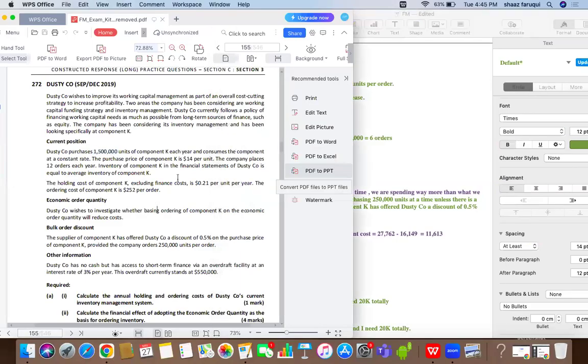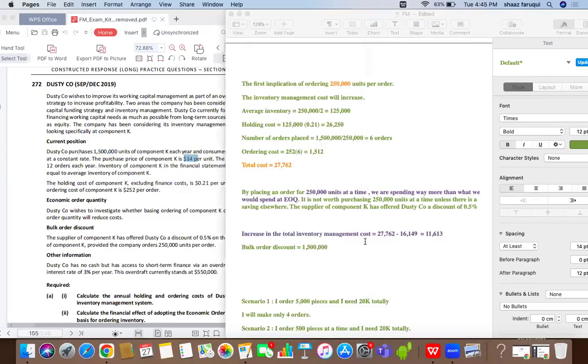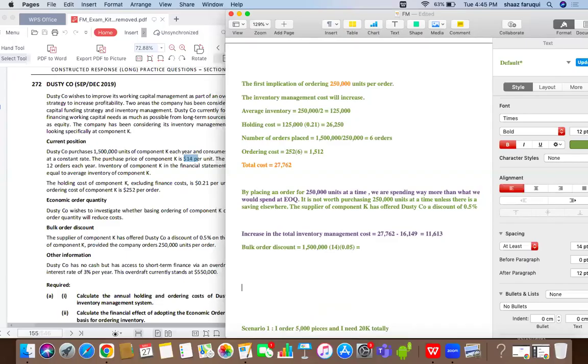So you are getting a discount of 0.5%. Each unit as of now is 14. But when you get a 0.5% discount, there is a saving of how much? 1.5 million into 14 into 0.05 is how much? 0.5% discount. I'm sorry, let me check that calculation. 0.5 divided by 100 is how much? I think it'll be 0.005.